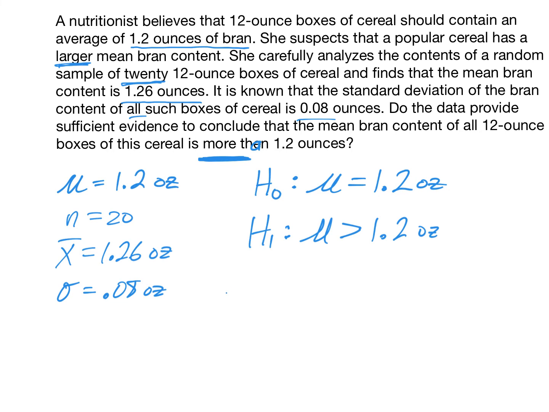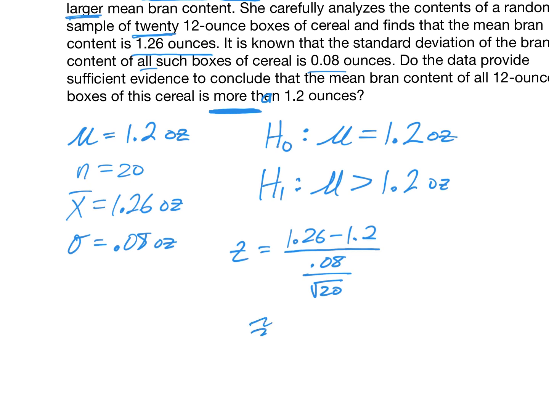So therefore, we have to find our test statistic for that 1.26. So 1.26, take away 1.2, divided by 0.08 over the square root of 20. Doing this, I get 3.35.